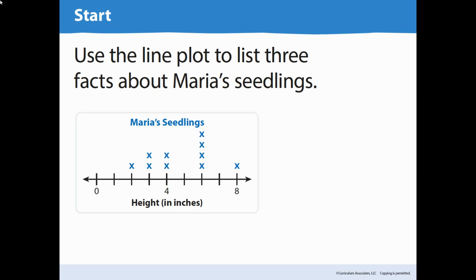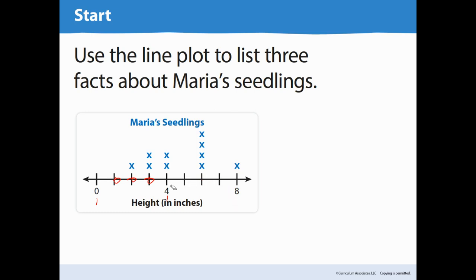The first thing I want you guys to figure out is number one, there is a title here. And there's also something that tells us about the measurements of the line plot, or the number line. So this number line is showing the height in inches for things that are being measured. The next thing I want you guys to notice is the numbers that are listed. So I have three numbers listed. I have 0, 4, and 8. Now, all these lines in between here don't have a number attached to them.